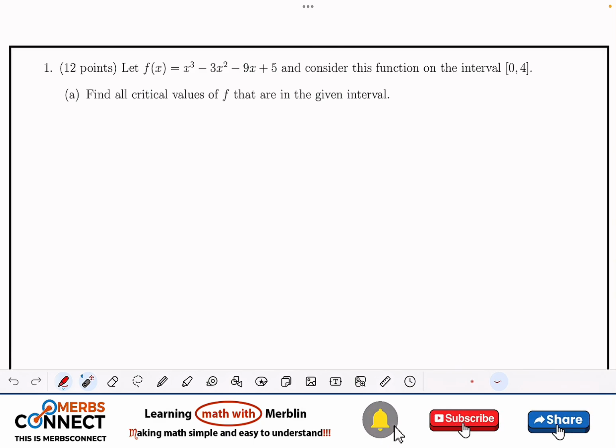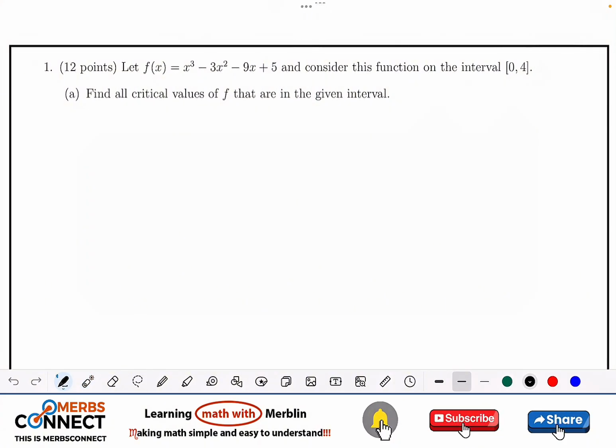So let's start. We have this question here, and we want to find all the critical values in this given interval. So we have the domain here, making sure that our critical value is inside this domain. So how do you find a critical value?